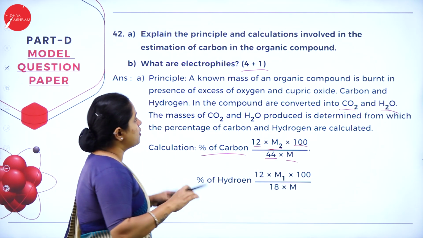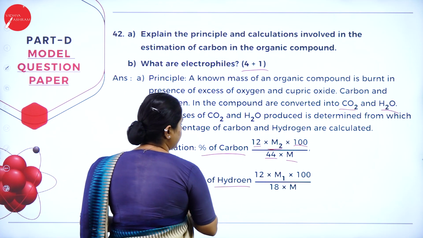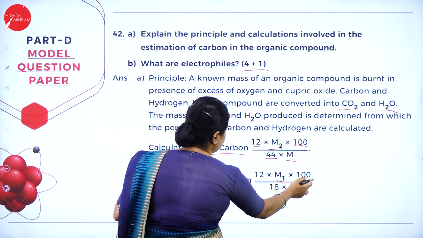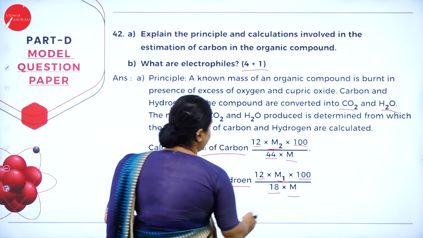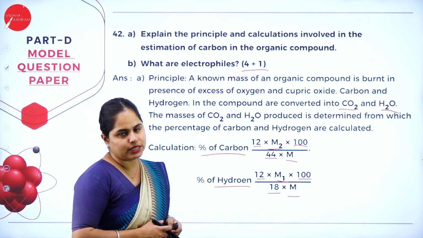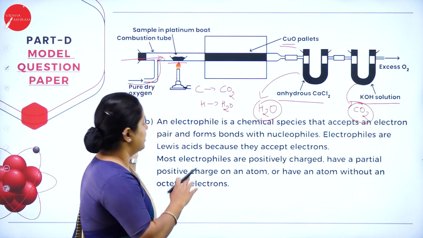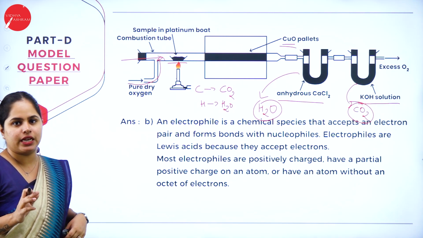So, in the question, if for hydrogen also it is asked, then you can use this percentage of hydrogen. It is 12 into M1 into 100 divided by 18 into the mass of the organic compound. So, I hope it is clear. So, this is how you do the calculation and this is the principle and the steps that follow. So, I hope it is clear in detail.